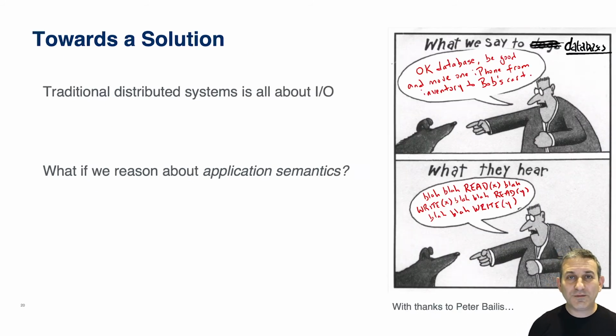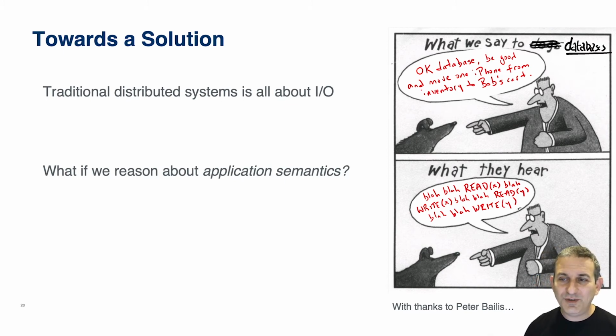So how do we solve this problem? Obviously, we need our systems to be consistent if they're going to make any sense. And the critical insight in a lot of the work that's been going on over the last many years, especially in my group, is to raise the level of abstraction from IOs to application semantics. So traditionally in distributed systems and distributed databases, all we seem to care about is IOs, even though what we're building is applications. So, with thanks to my former student Peter Bailis at Stanford, here's a picture.